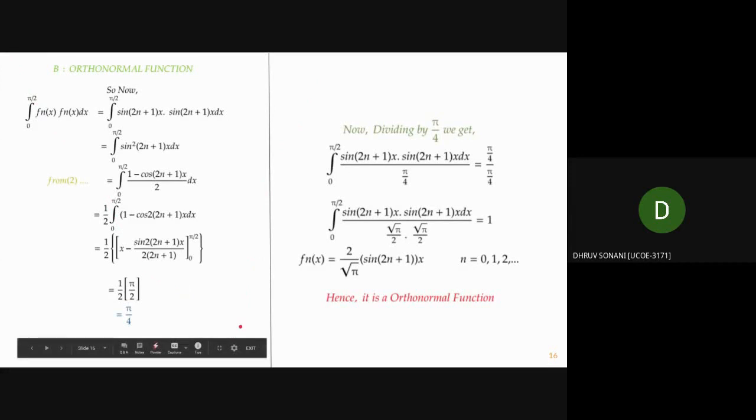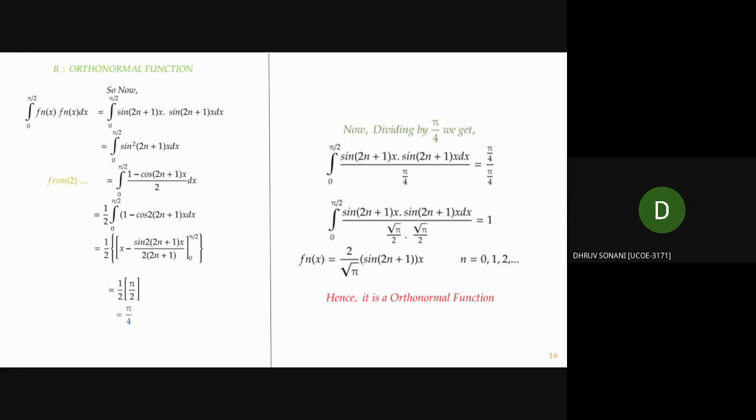Now as we are doing orthonormal, the right side of this equation must contain 1. So to get 1 on the right side, we have to divide by pi by 4 on both sides of this main equation. So the integral from 0 to pi by 2 of sin((2n+1)x) times sin((2n+1)x) dx divided by pi by 4 equals pi by 4 by pi by 4. So it is an orthonormal function.